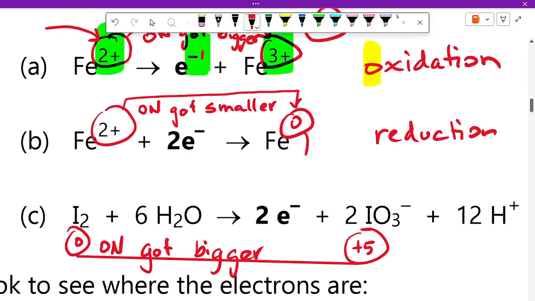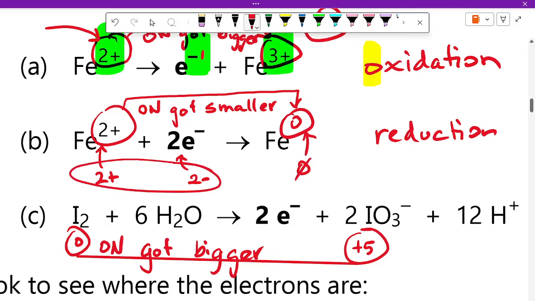Over here we have a 0 charge. Here we have a 2+ charge and a 2- charge. So what is the overall charge on the left? 0. Is that what we wanted? Yes. So you can imagine if I gave you an Fe2+ and Fe0, you would know where to put the electrons, yeah?